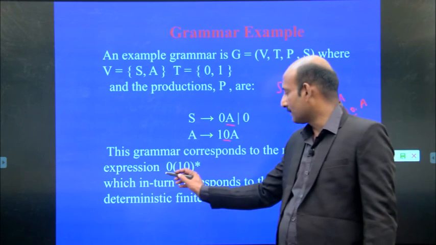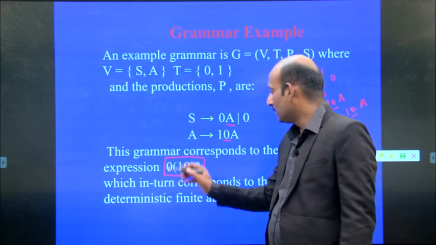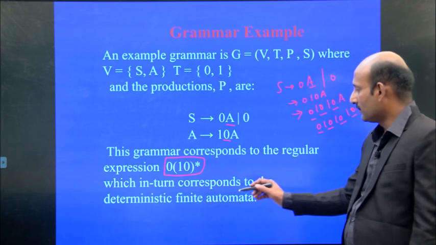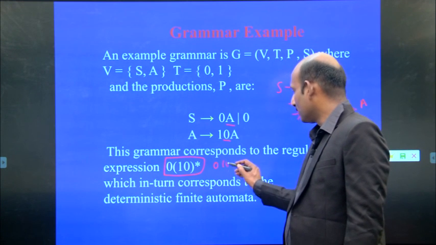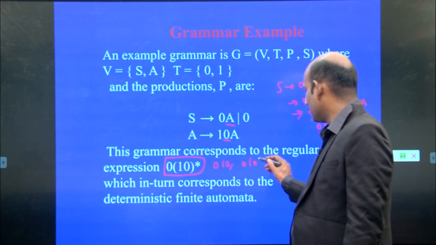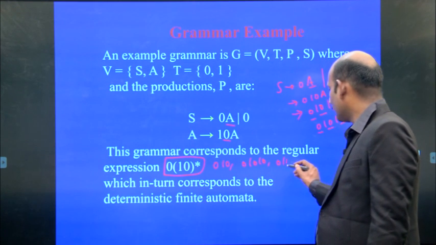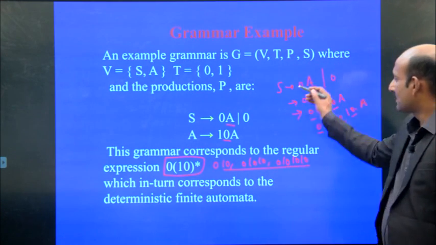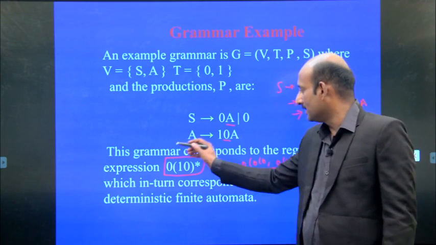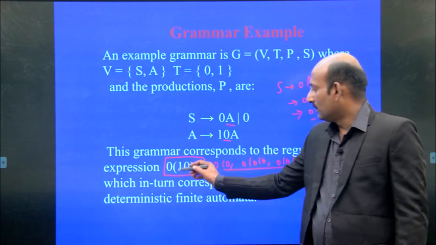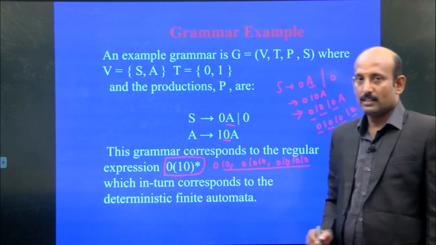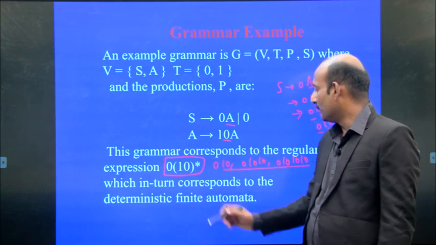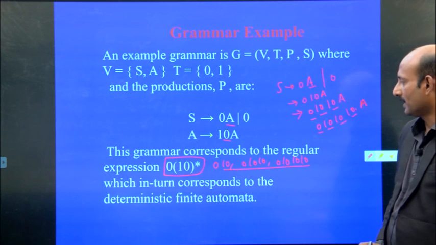So we can write this regular expression in the form of 0 followed by (1 0) star. That indicates what? 0, then 0 followed by 1 0, then 0 followed by 1 0 1 0, then 0 followed by 1 0 1 0 1 0. So these are all the strings generated by this grammar. We can write this regular expression in the form of 0 followed by (1 0) closure, that is star, which indicates 0 or more occurrences.